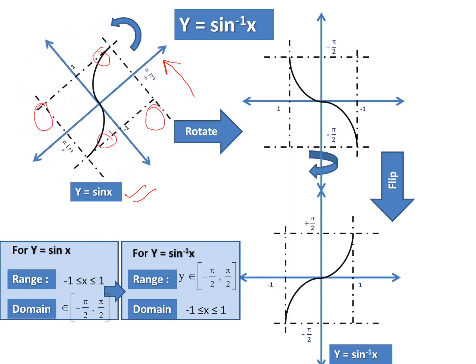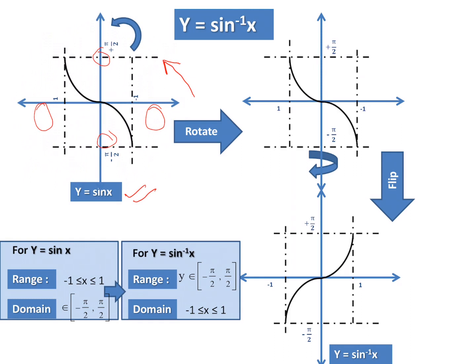See, the graph got rotated in the anticlockwise direction. Next, once you rotate the graph, your graph will look something like this. The next step is we are going to flip this graph.